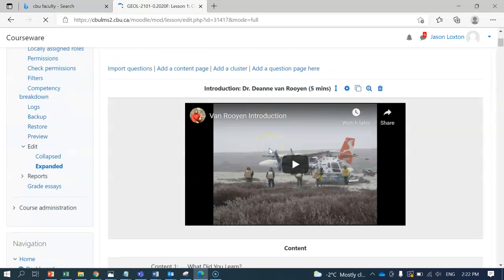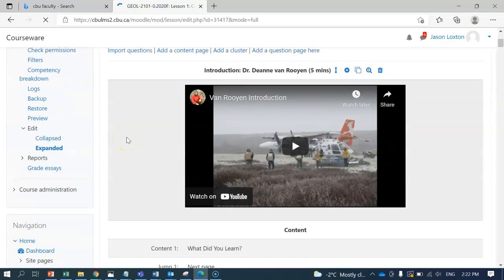This is in the editing mode, so it'll look a little bit different for students, but this is built out in Moodle, which is the LMS we use. A similar thing I'm sure can be done in Brightspace or Canvas or one of the other systems. This utilizes the Moodle lesson activity.